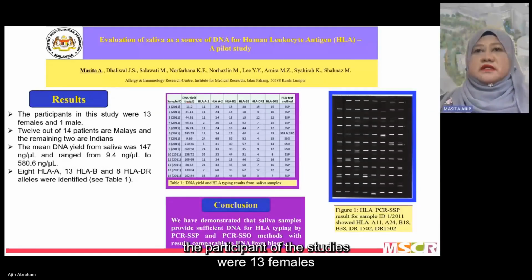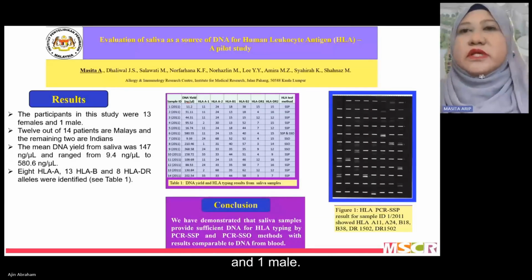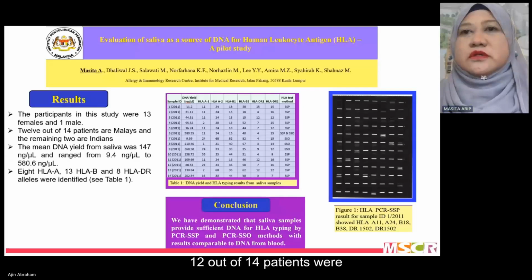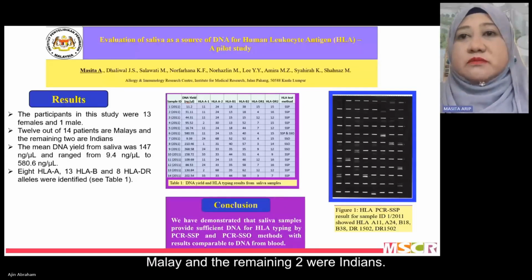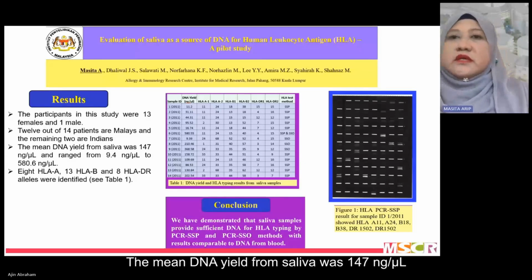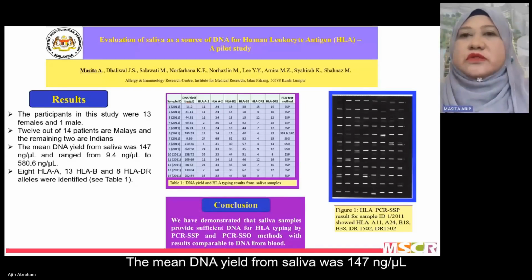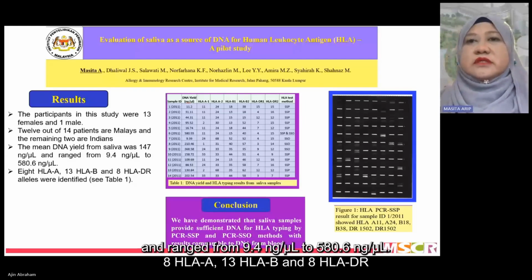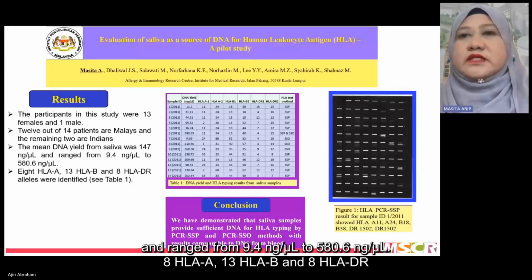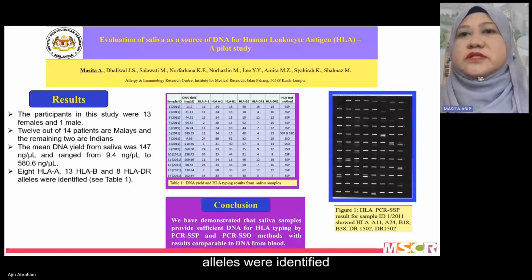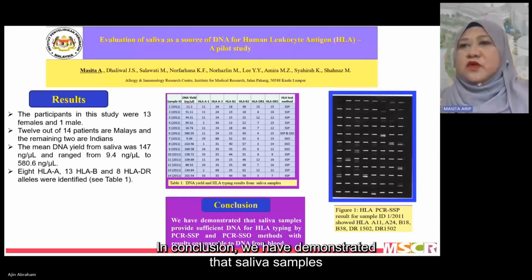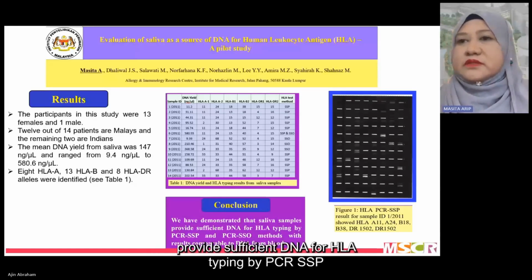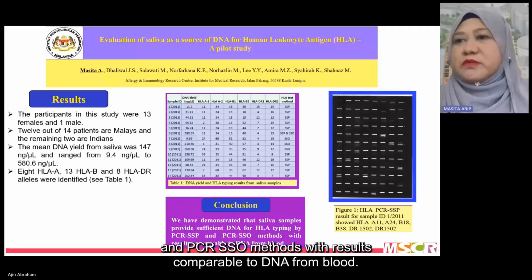For the results, the participants of this study were 13 female and 1 male, and 12 out of 14 are Malay, and the remaining 2 are Indian. The mean DNA yield from saliva was 147 nanogram per microliter, ranging from 9.4 to 580 nanogram per microliter. 8 HLA-A, 13 HLA-B, and 8 HLA-DR alleles were identified. In conclusion, we have demonstrated that saliva samples provide sufficient DNA for HLA typing by PCR-SSP and PCR-SSO methods, with results comparable to the DNA from blood.